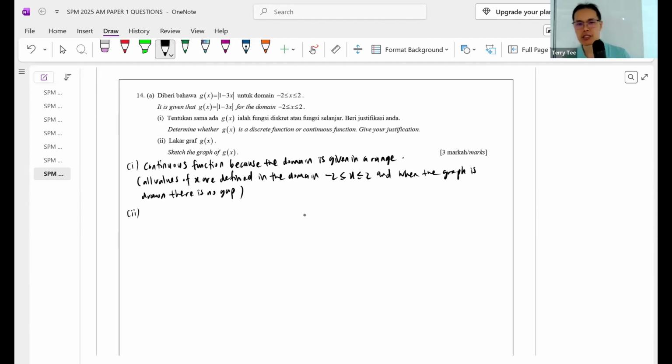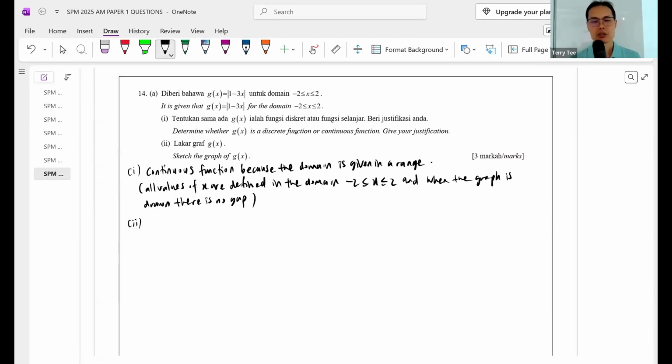Okay, next one, sketch the graph. So how do you draw this? This is a modulus graph. Remember the modulus graph? It's quite easy to draw. I like the table of values. You start with x equals -2 and x equals 2, because this represents the domain. I will always do this first before the modulus. I put -2 inside. What do you get? 1 minus 3 times -2, 1 plus 6, 7. If I put 2 inside, 1 minus 6, -5. Modulus of -5 is 5.